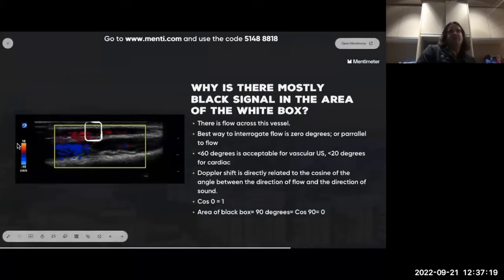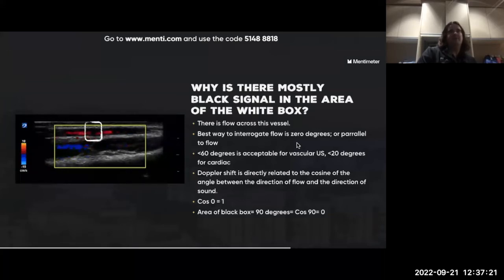So there's obviously flow across the vessel, and the best way to interrogate flow is 0 degrees, or parallel to flow. If you could somehow place the probe here and orient it this way, that'd be the best way to get that flow. But of course, in the human body versus ultrasound probes, generally most vessels are going to be perpendicular. Now, in vascular ultrasound, you can correct the angle as much as 60 degrees with one mode of Doppler.